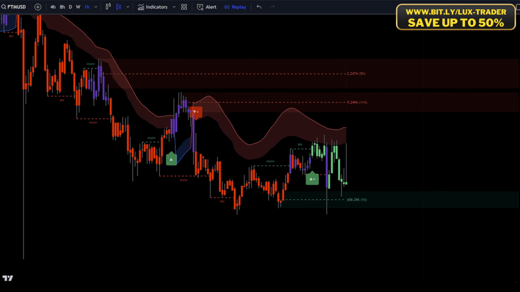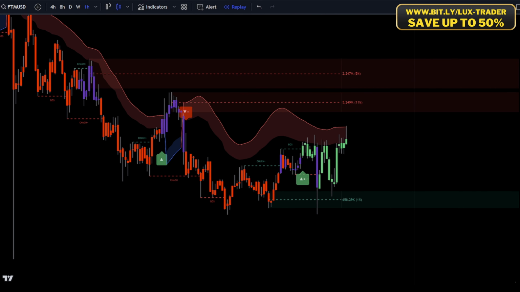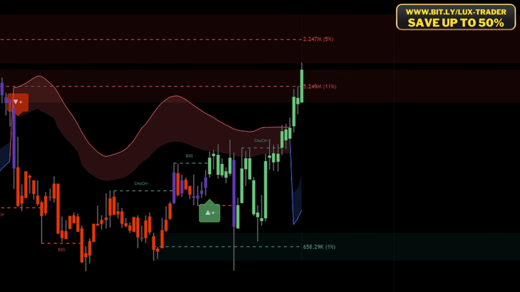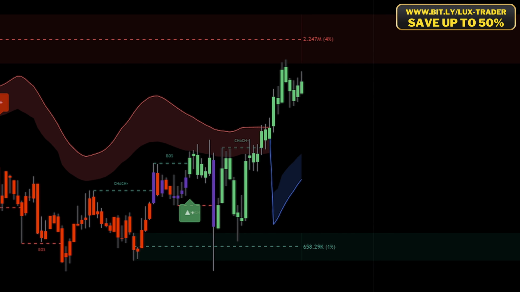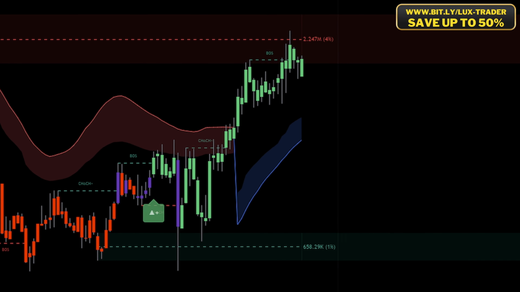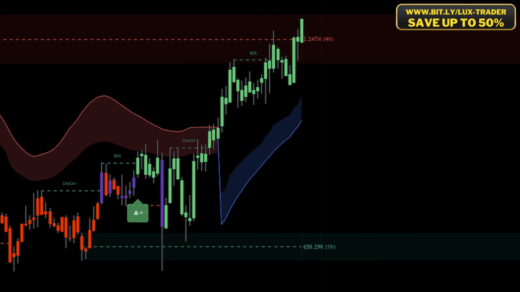Moving on, let me show you how you want to enter a sell trade. First, watch for the price to increase to retest an order block sitting above the current price action. Next, ensure the price action enters and completely exits the order block. This step shows the market is preparing for a bearish reversal.